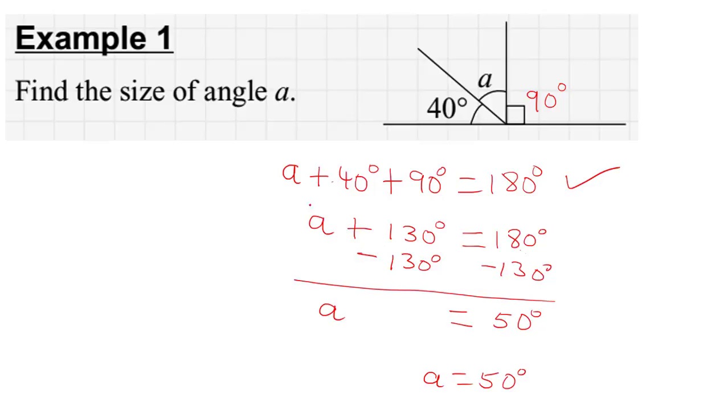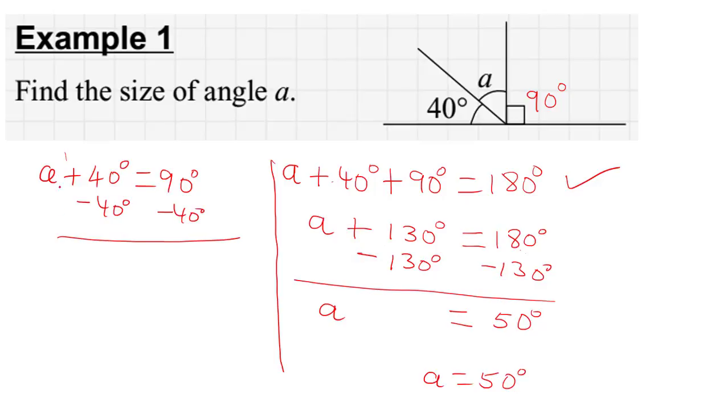So that's one way of doing that. Another way of doing this would be to look at this as a right angle only. So you can ignore this part here and just look at it as the 40 and the A. Now the 40 and the A together make up a right angle, which will always add up to 90. Okay. And again, taking away 40 both sides, you're going to end up with A being equal to 50. Okay, same thing.